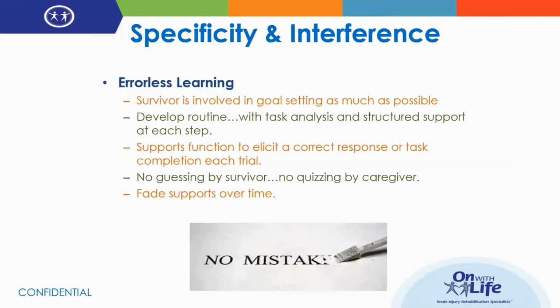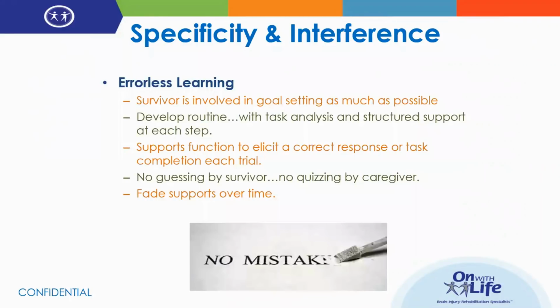So really, errorless learning is all about, if we don't think that that individual is going to be able to answer that question, we're going to give them the answer before they respond. So what we're doing is we are reinforcing the connection to that answer rather than reinforcing a connection to a guess, and especially an incorrect guess.